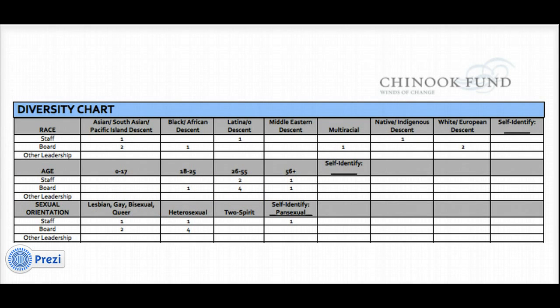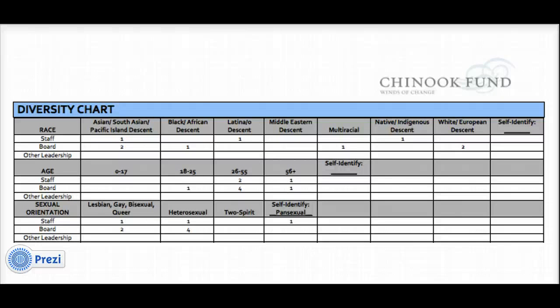This process is then repeated under sexual orientation. You will notice in this section that the sample organization added a self-identity category, pansexual. The category of pansexual was not provided on the application, so the sample organization provided the identity that best described how one of the staff members identifies.